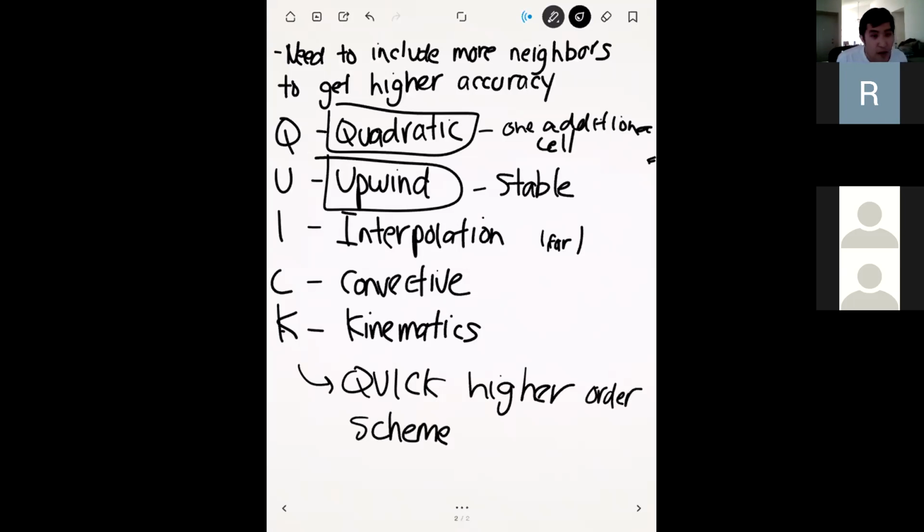And so today we're going to learn how to implement, or how to get the coefficients for, a QUICK higher order scheme. Okay. Any questions on this? Okay, so let's see how it works in practice.